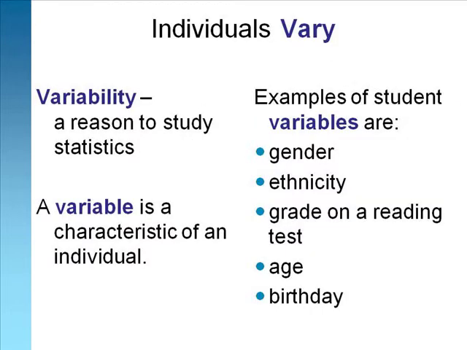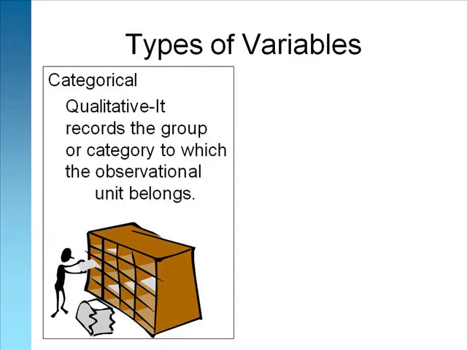Individuals, for example students, vary in many ways. If they were all the same, there would be no need to study statistics. So variability is a main reason to study statistics. Descriptive statistics scientifically reports facts about individuals. We define a variable to be a characteristic of an individual. Examples of student variables are gender, ethnicity, grade on a reading test, age, birthday.